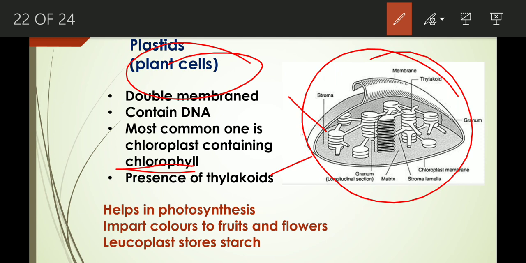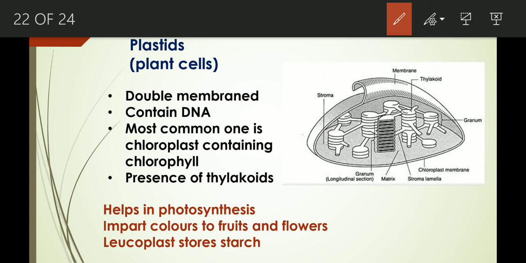And in chloroplast, thylakoids are present. See, these are the thylakoids, stacks. Those flattened sacs are arranged in layers. This structure is called thylakoid. Thylakoid contains this green pigment chlorophyll. Clear? Now, plastid helps in photosynthesis. Why? Because it contains chlorophyll. So that's why it helps in photosynthesis, in trapping the sunlight. Right? And it also imparts colors to fruits and flowers.